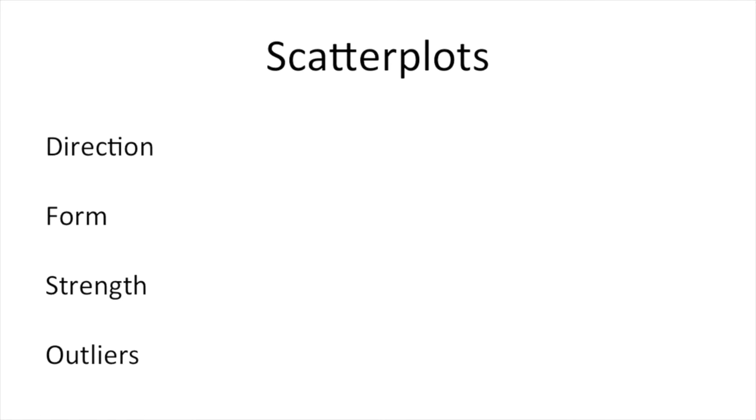A scatter plot is a graph that's used to display the relationship between two quantitative variables. A scatter plot can be described in terms of direction, so whether it's a positive or a negative relationship, form, whether it's linear or curvilinear, strength, and outliers. Let's look at a few examples.